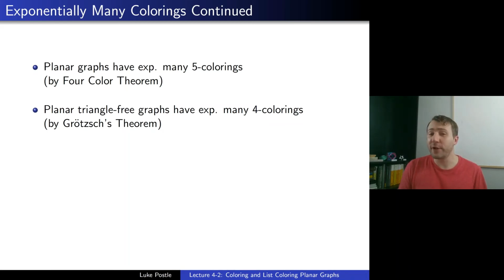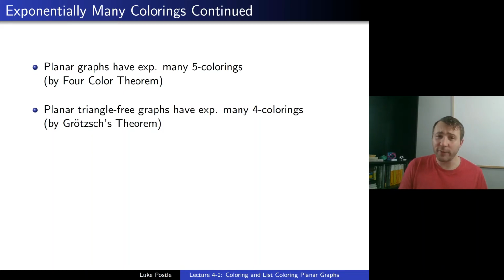That would follow from Grötzsch's theorem, because they're three-colorable, so I have one extra color and that gives you exponentially many four-colorings. So you might complain that that seems like a lot of overkill, and indeed, there's an exercise in the homework giving proofs that don't rely on the four color theorem and Grötzsch's theorem. And then you might wonder if triangle-free graphs that are planar have exponentially many three-colorings.